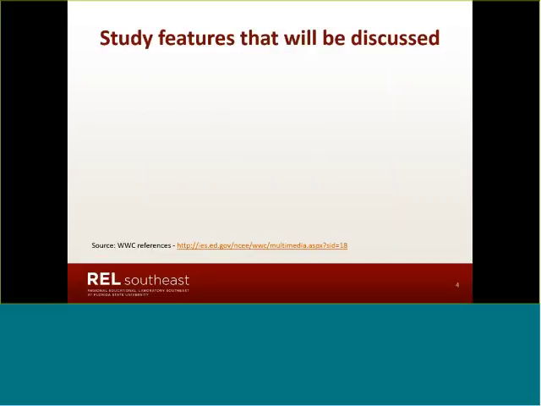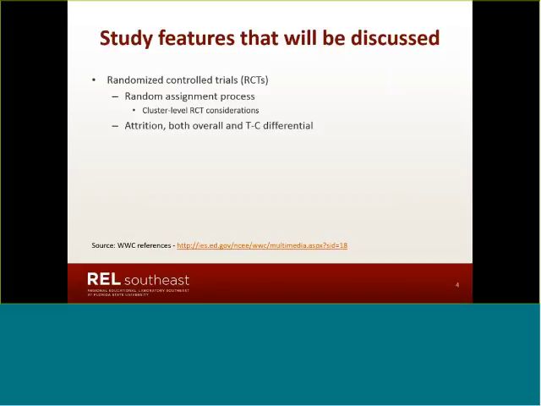So today, given the huge role that attrition plays in reviewing RCTs and the huge role that baseline equivalence plays in high attrition RCTs and QEDs, we'll talk today about attrition and how to strengthen or how to prevent studies from experiencing attrition, and also about baseline equivalence.